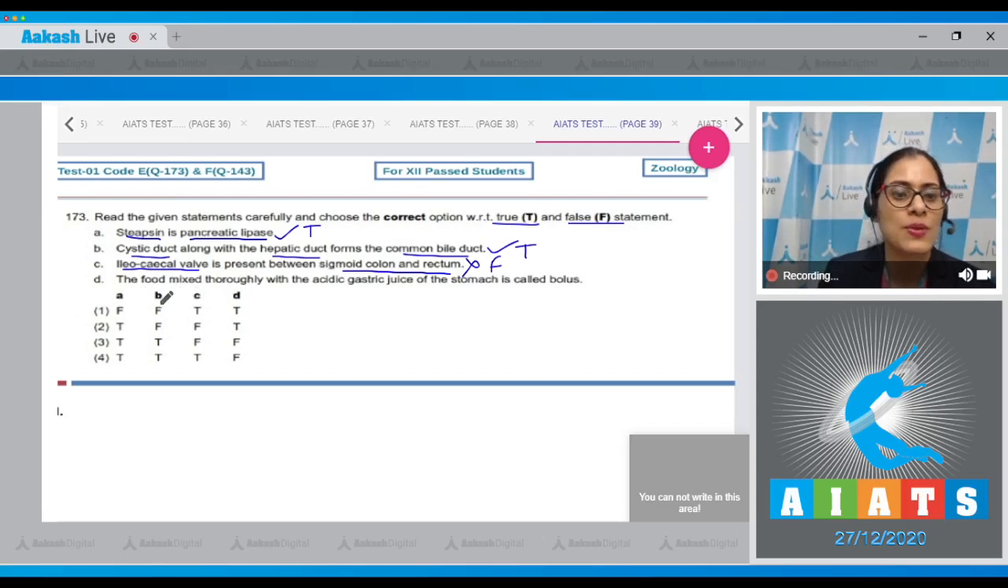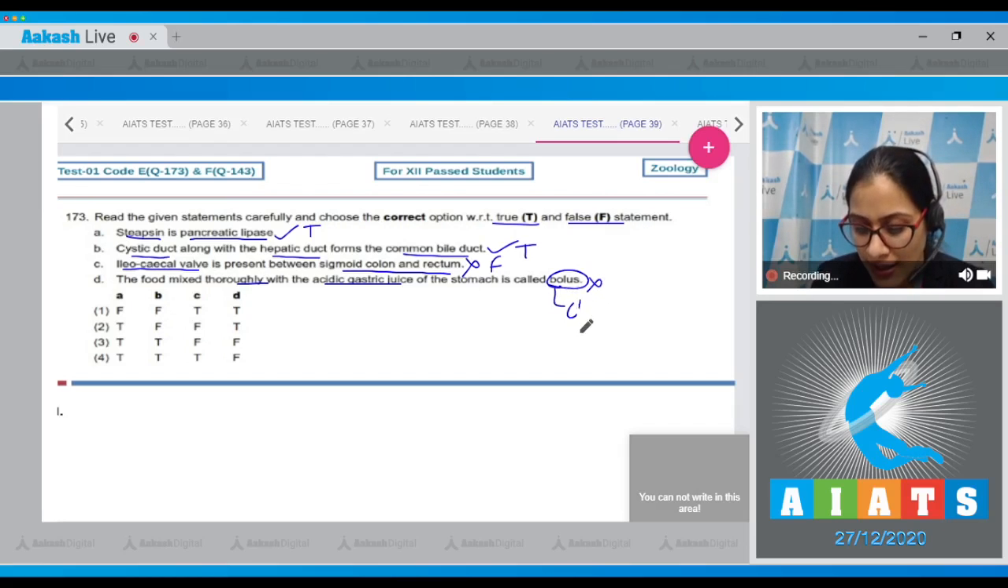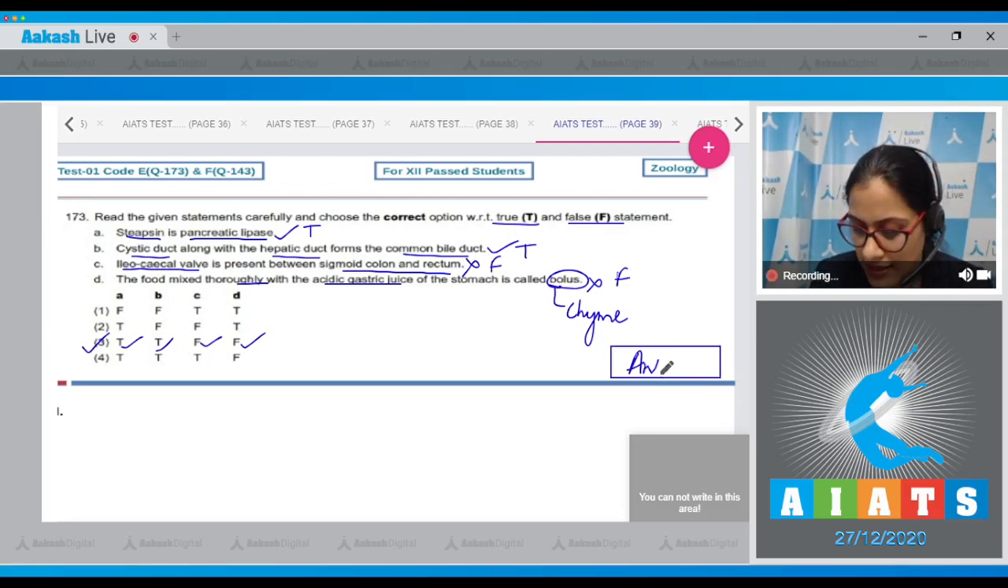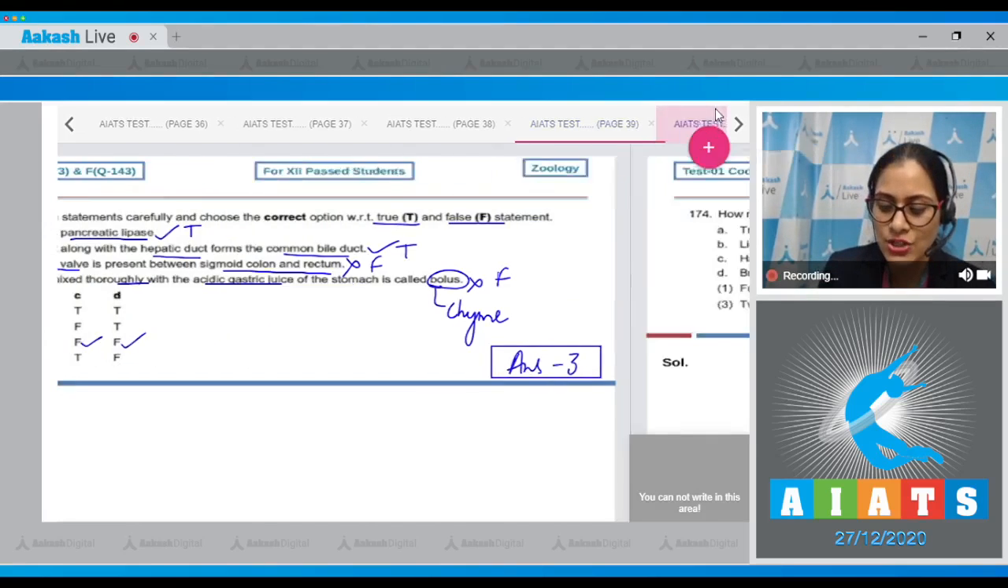The last statement is the food mixed thoroughly with the acidic gastric juice of the stomach is called bolus, and this is also an incorrect statement because it is called chyme. So it is a false statement. And so the correct answer to this question is option number 4, true, true, and false, false. So the correct answer to this question is option number 3. Let's move on to the next question.